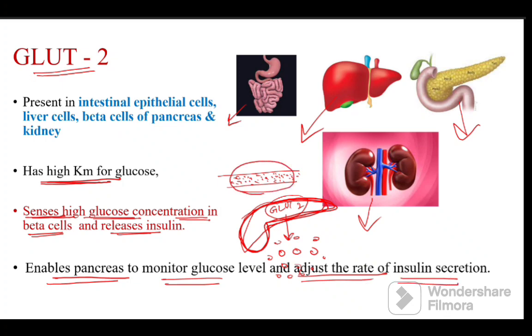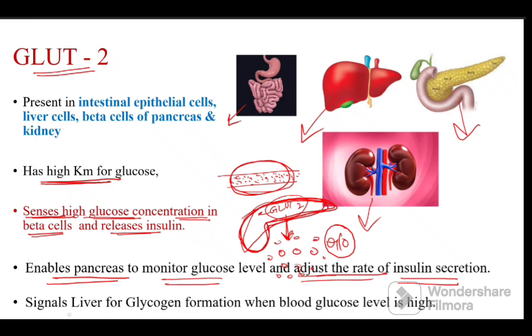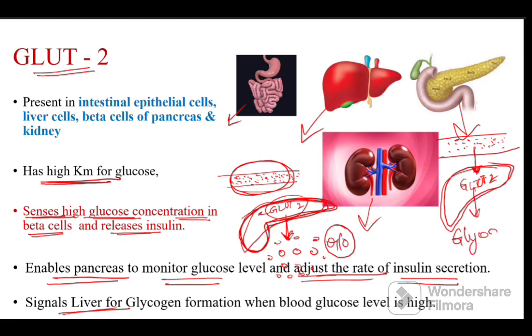So based on the amount of glucose that is present in the circulation, GLUT2 also monitors and adjusts the rate of insulin secretion. And it signals the liver. This glucose transporter is also present in the liver, as we have seen. When there is a high amount of glucose in the circulation, the glucose transporter will signal the liver to take up the glucose and stimulate glycogen formation. It stimulates glycogen formation when blood glucose level is high. So that is about the GLUT2 transporter.